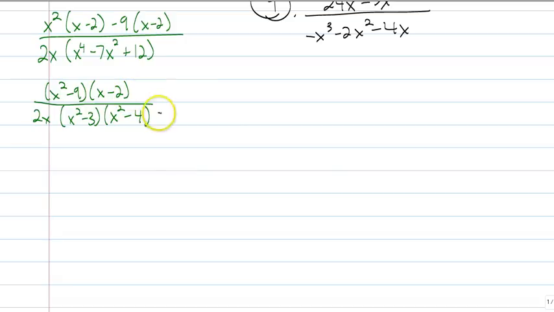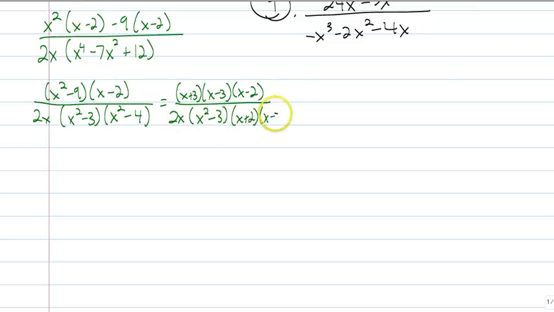We can simplify a little bit, but we have to factor the bottom and the top first. So let's do that. Factor it all the way just to see what we have. We have x plus 3, x minus 3, and an x minus 2, all over a 2x, an x squared minus 3, and then this becomes x plus 2, x minus 2.